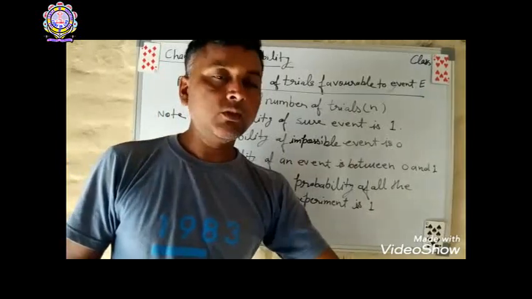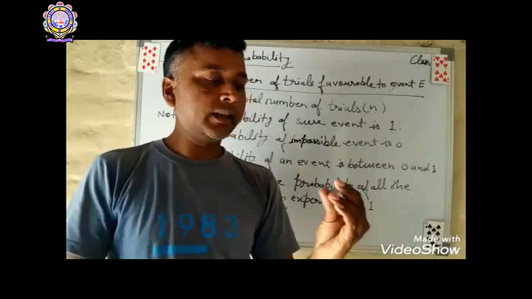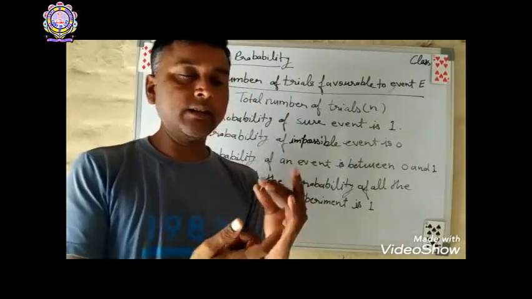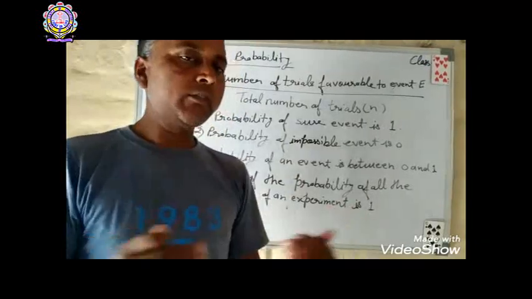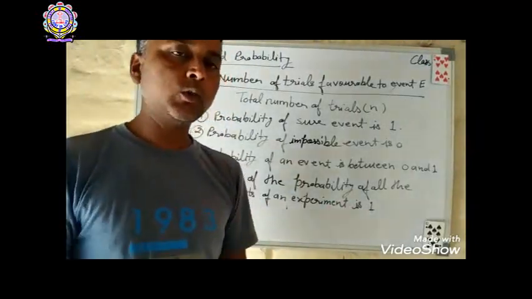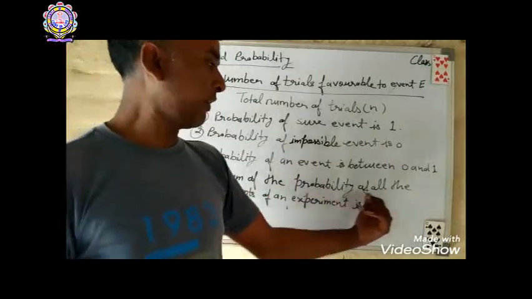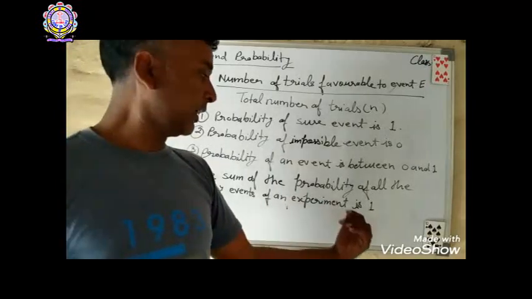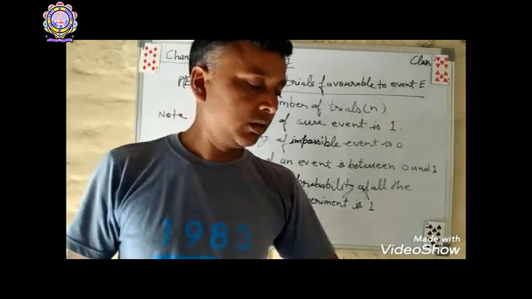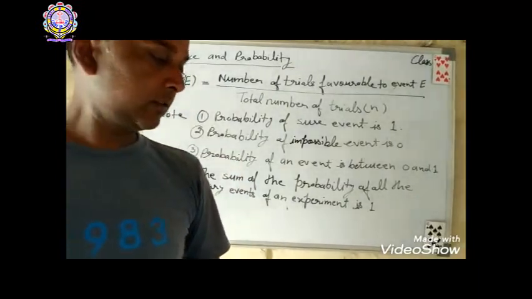I give an example. When the coin is tossed once, getting head is 1 upon 2 and getting tail is 1 upon 2. Both have 1 upon 2 probability. When we add 1 upon 2 and 1 upon 2, we just get 1. So the sum of the probabilities of all the elementary events of an experiment is 1. So now we start the exercise.